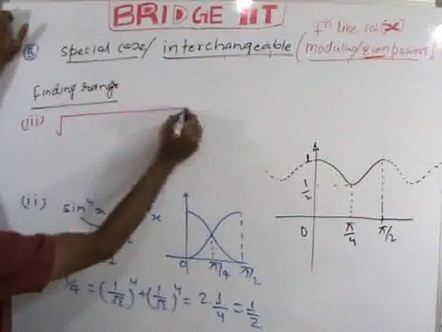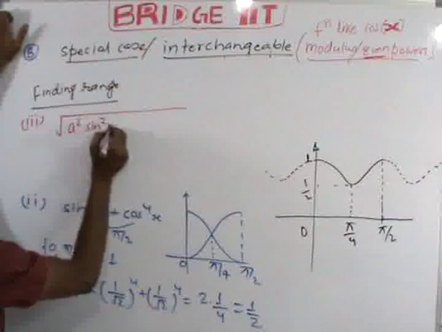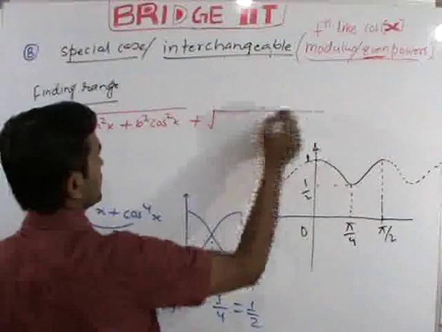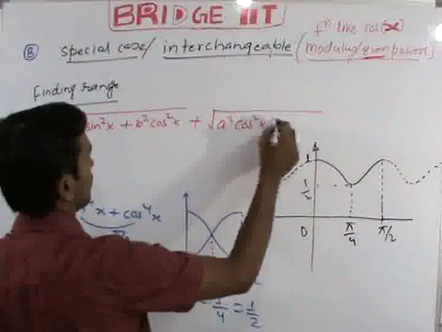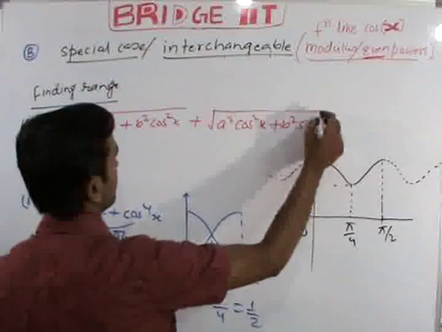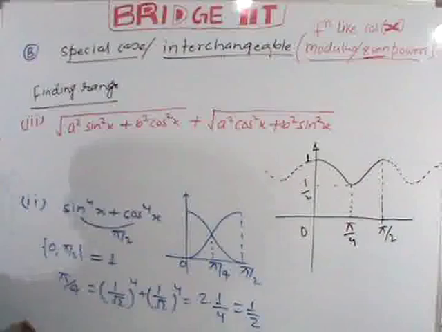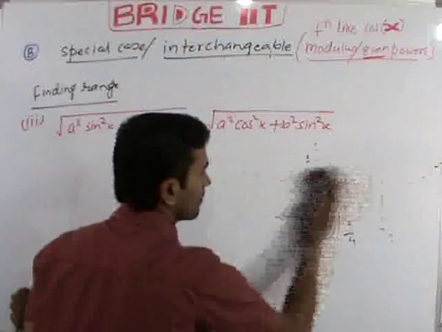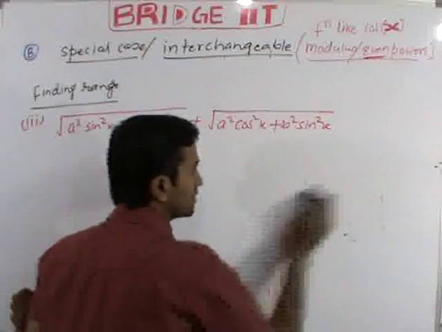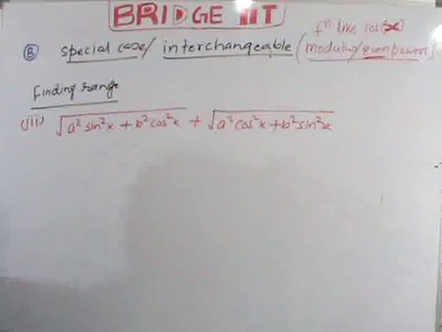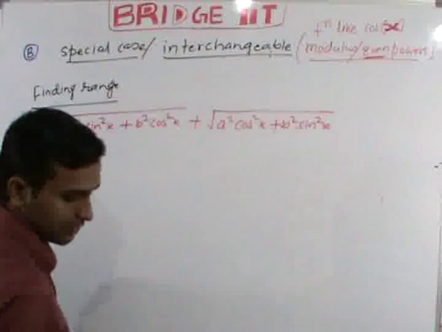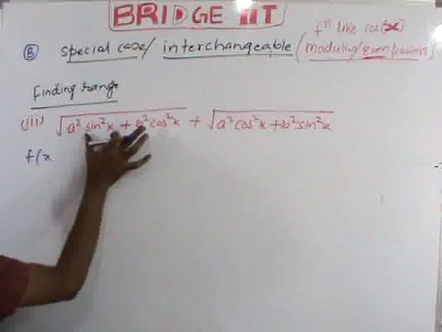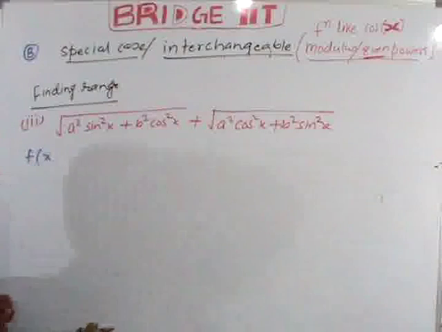Now find the range of a square sine square x plus b square cos square x plus under root of a square cos square x plus b square sine square x. Okay. So how you can find the range of this one? So again you can see what is the period of this function. If you will do like this, by rule it should be pi.